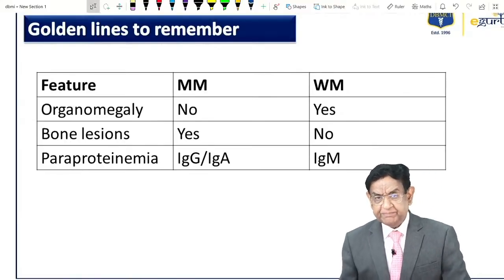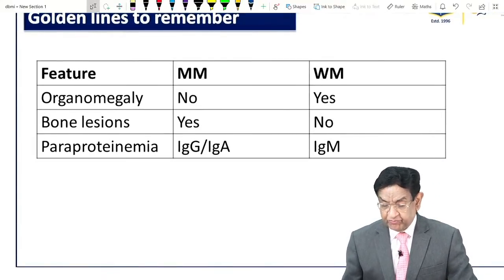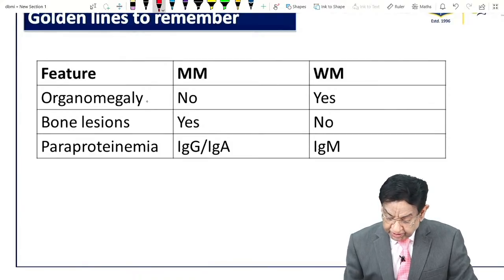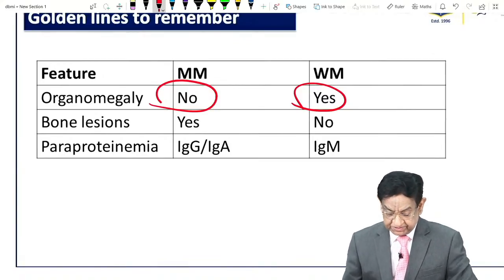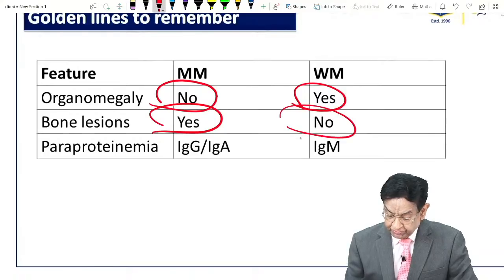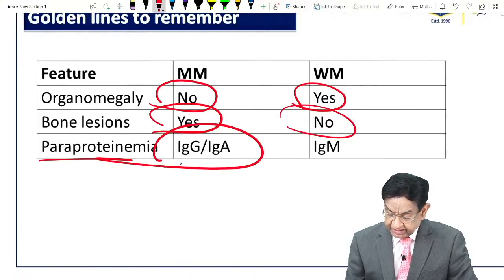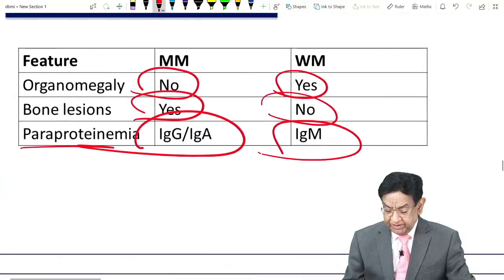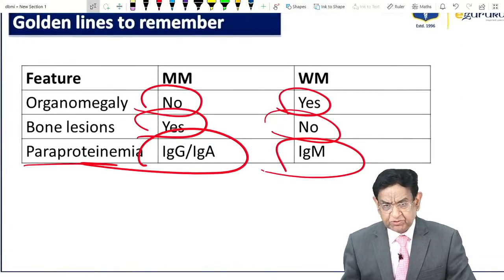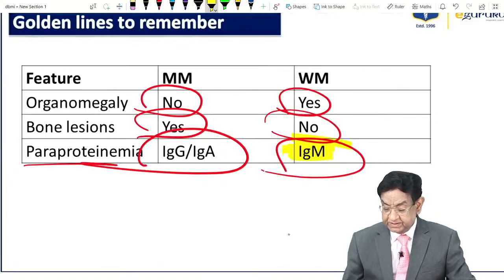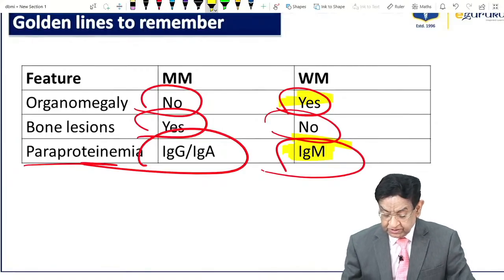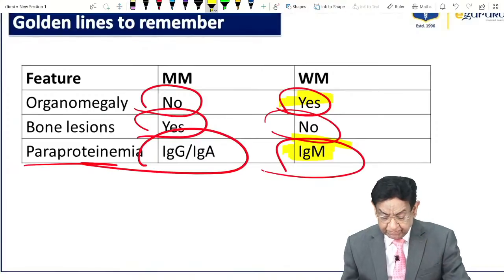Friends, golden line to remember. How to differentiate between multiple myeloma and Waldenstrom macroglobulinemia: organomegaly, no, yes. This slide is worth $1 million. Bony lesion, yes, no. Paraproteinemia, IgG or IgA, is IgM. Lovely slide. You must note it down. If you remember this slide, you are worth it; out of this also, this is the single most important point. Don't forget this. So friends, golden line to remember.